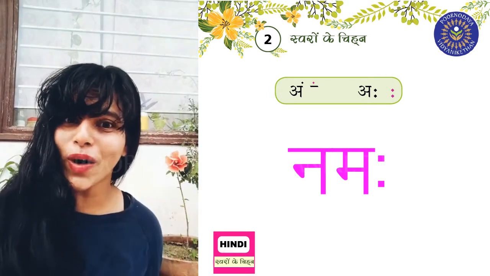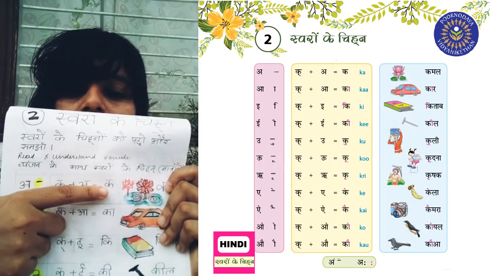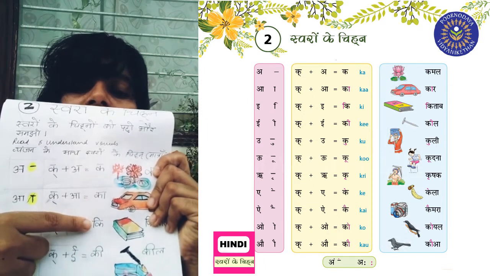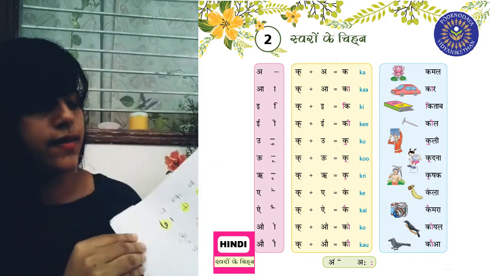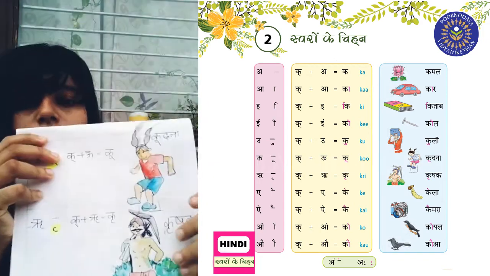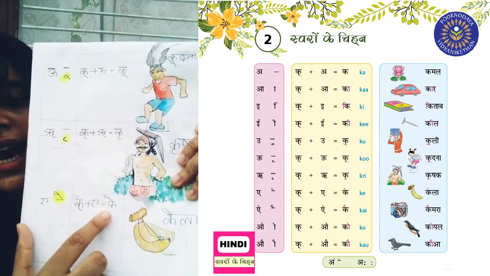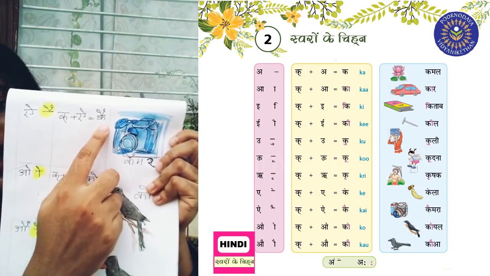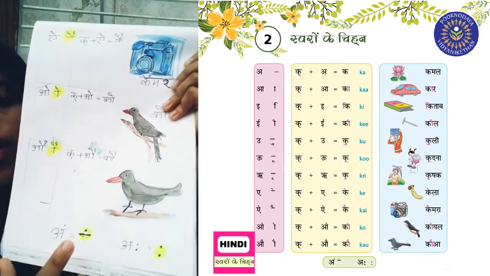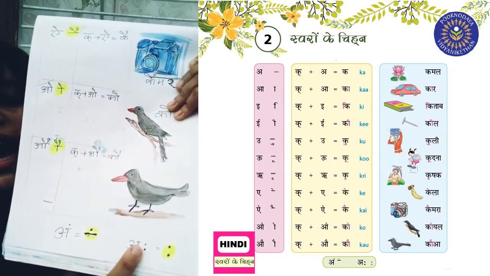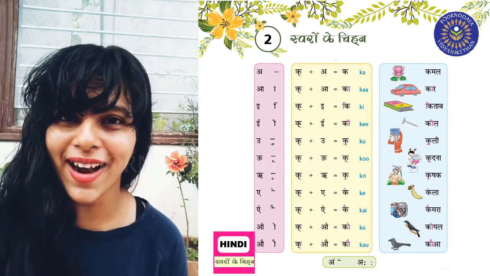Let's repeat once more, very fast, like ka, ki, ku, kri, ke, kae, ko, kau, amma, aha. So practice all these matras.